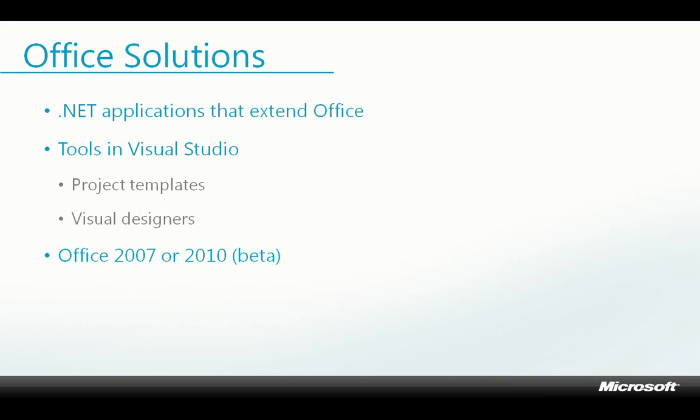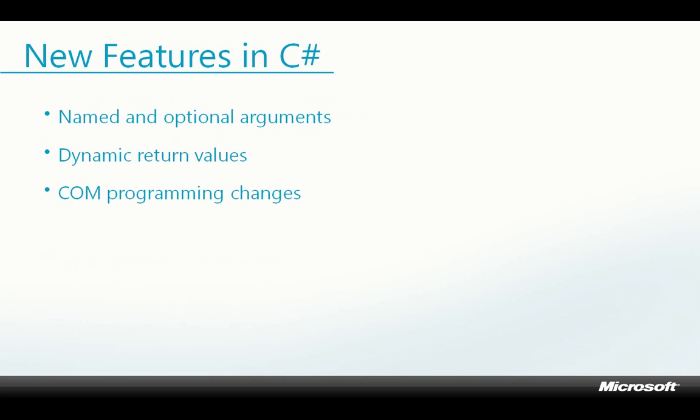You'll also be able to use those tools with the newest version of Office, which is Office 2010. It's scheduled to be released early in 2010, but you can get a fully functional beta of it now if you want. The URL to download the beta is in the resources that I'm giving you at the end of this video. But in this video, I'm going to use Office 2007. I'm going to start by looking at the new features in C#: named and optional arguments, dynamic return values, and COM programming changes.